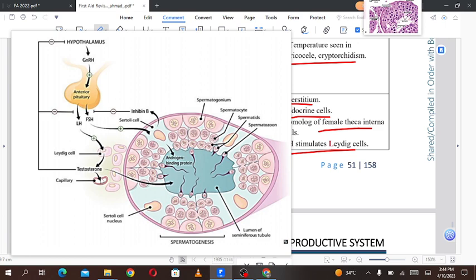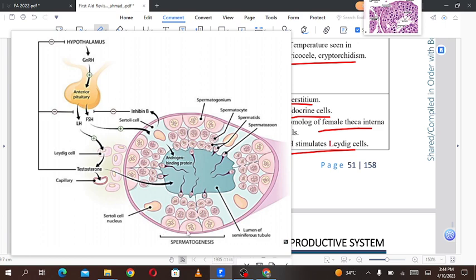So the Leydig cells are basically endocrine cells, because they release the testosterone into the circulation, and within the circulation it performs all the protein synthesis and stuff like that. This is the lumen of the seminiferous tubules, and spermatogenesis is happening like this.